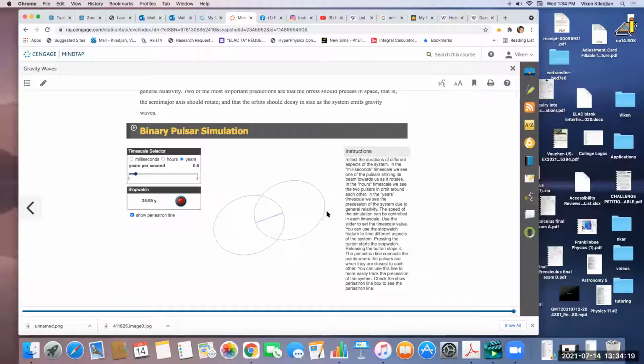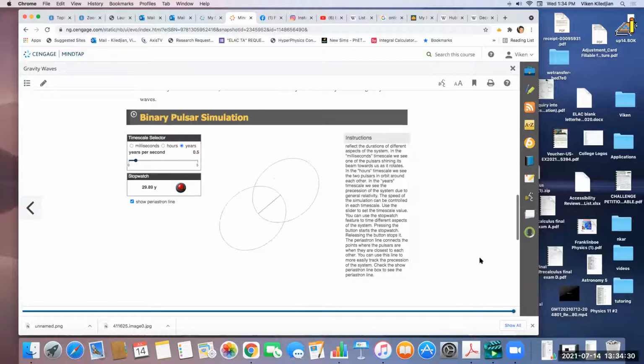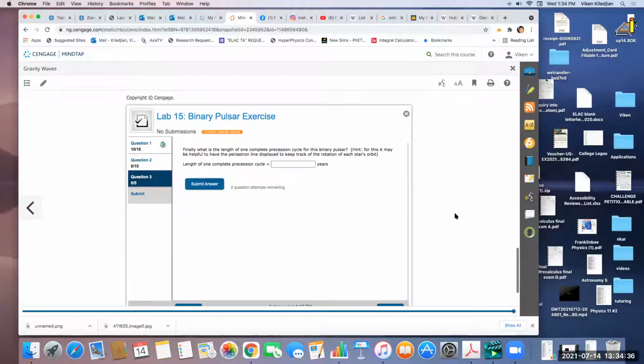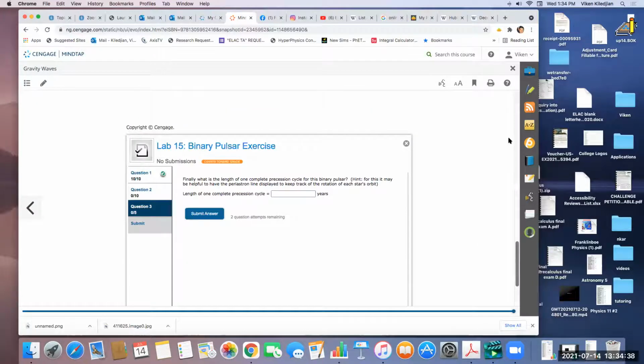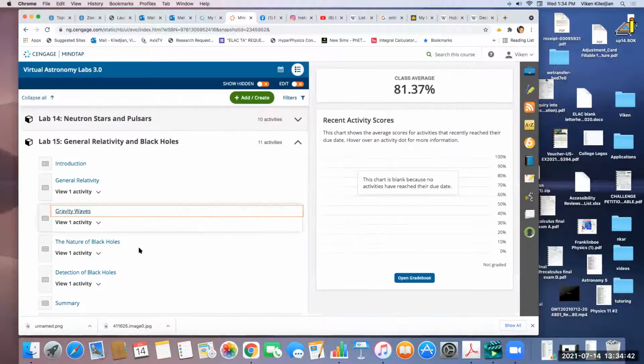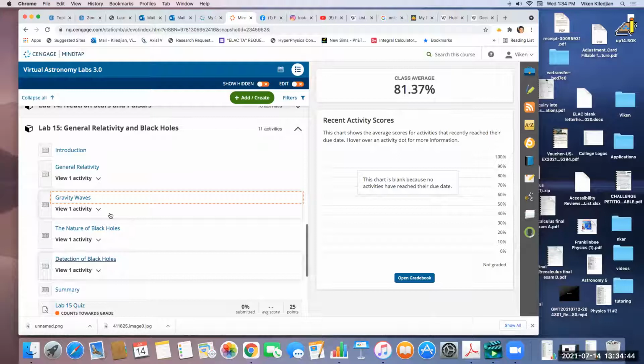So then you would take two pictures again of it, the whole revolution. So it's still about to make half, then it's got to go all the way around and come back. And then based on that, you would give that answer. Okay, then show pictures of each of these as well. Okay, I think that's it for that part. Okay, binary pulsar. Now we go to nature of black holes.